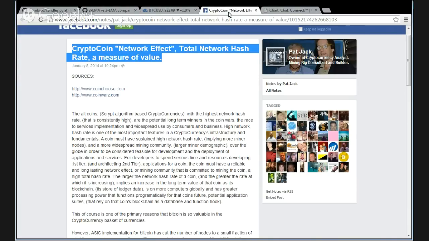A coin must have sustained high network hash rate, implying more miner nodes and a more widespread mining community, a larger miner demographic over the globe, in order to be considered feasible for development and the deployment of applications and services. For developers to spend serious time and resources developing first-tier and architecting second-tier applications for a coin, the coin must have a reliable and long-lasting network effect, or mining community that is committed to mining the coin, a high total hash rate.